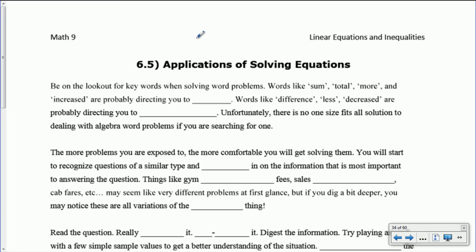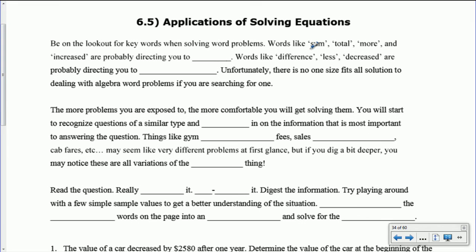Hello everyone. Today we're going to be working on applications of solving equations. So be on the lookout for keywords when solving word problems. Words like sum, total, more, and increased are probably directing you to add. And words like difference, less, decreased are probably directing you to subtract.